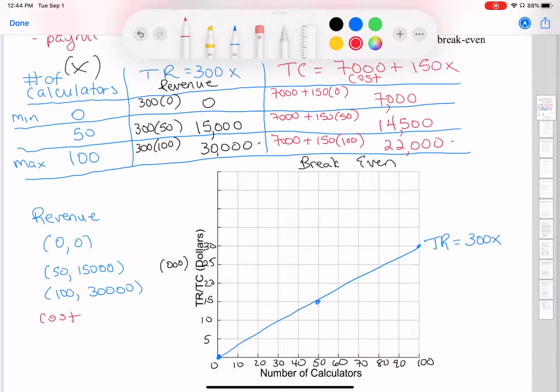Okay, so what are my ordered pairs for cost? Well, we have 0, 7,000, and 50, 14,500, and 100, 22,000. All right, so now we can graph those. So 0, 7,000, we're going to have to estimate this one. 50, 14,500, we also have to estimate that one. And 100, 22,000, and we have to estimate that one. And again, these should line up in a straight line.